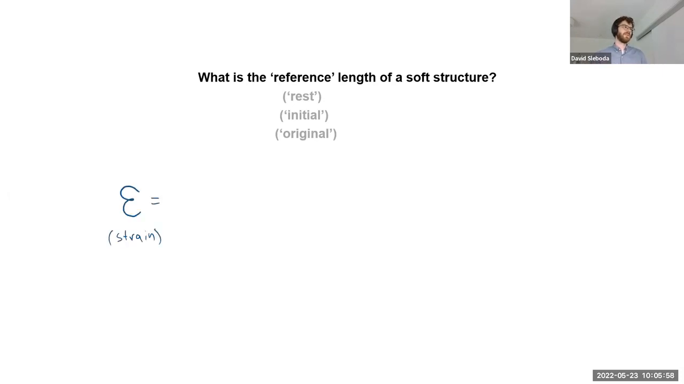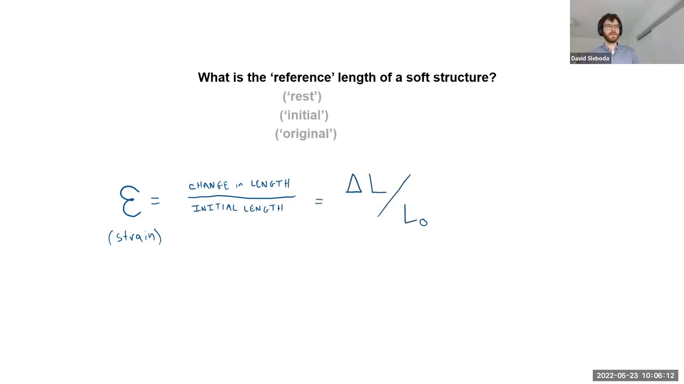What they're all referencing is the fact that whenever we do a strain analysis on a material, strain is equal to the change in length that's experienced by that material divided by, or normalized to, the initial length of that material, or expressed symbolically, delta L over L naught, change in length divided by initial length. And this L naught is what all these terms are referring to.